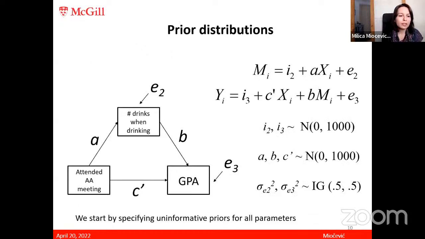So here, if that's our approach, we would have to specify prior information for 2 intercepts, I2 and I3. These are intercepts in the regression equations for the mediator and the outcome. We have 3 regression coefficients, A, C prime, and B, and 2 residual variances or residual precisions or residual standard deviations, depending on the software you're using for this analysis. So here are the non-informative priors I specified for these parameters: normal priors for the intercepts and regression coefficients with means of 0 and variances of 1,000, and inverse gamma priors for the residual variances with both hyperparameters equal to 0.5.